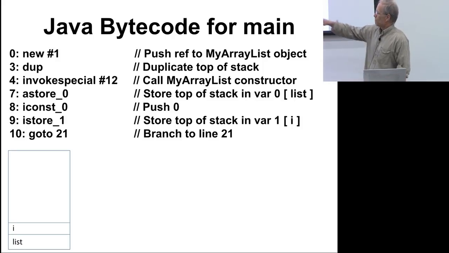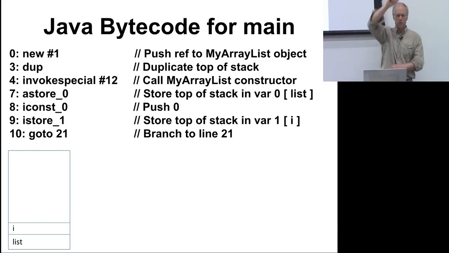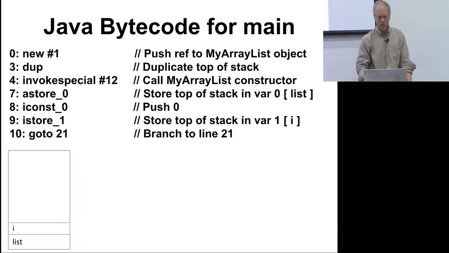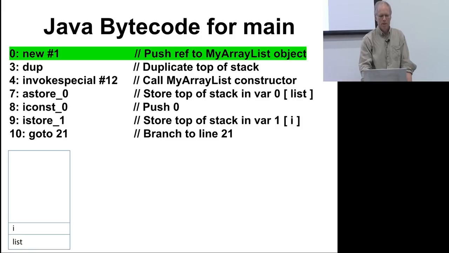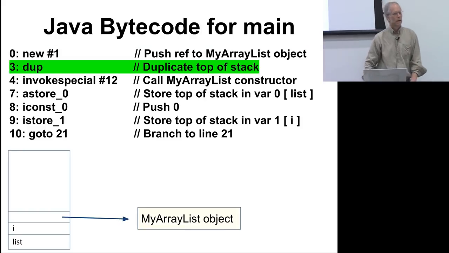So the big box there on the slide, think of that as all the room there is on the stack, but the only parts that are used are at the bottom there, list and I. And so when I say push a reference, it creates the object. Let me explain what I'm doing here. When something is highlighted in green, that means it's about to be executed. So there it is. It gets executed, and a reference to a myArrayList object is pushed on the stack.